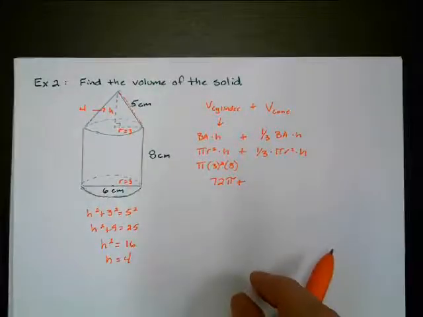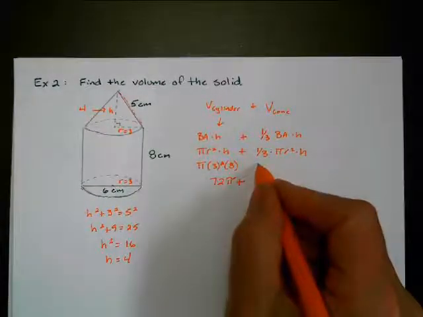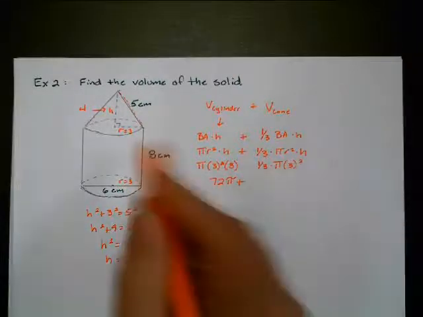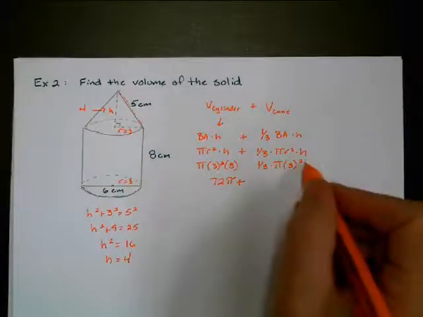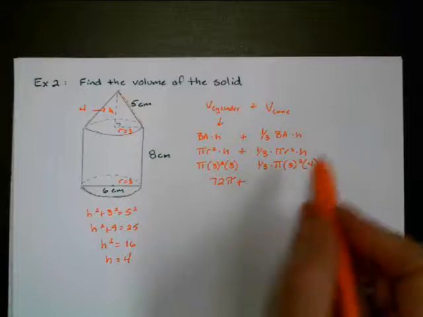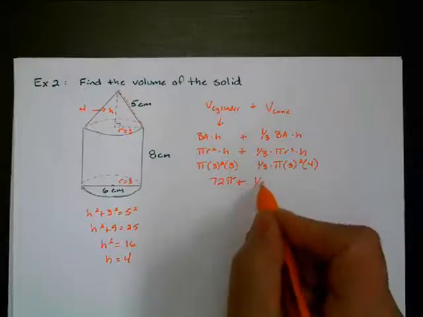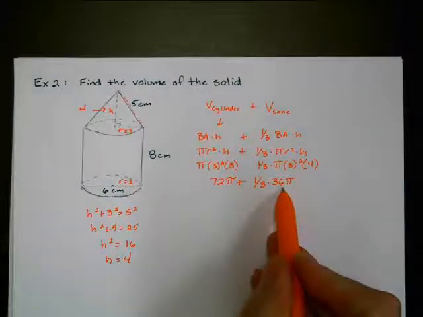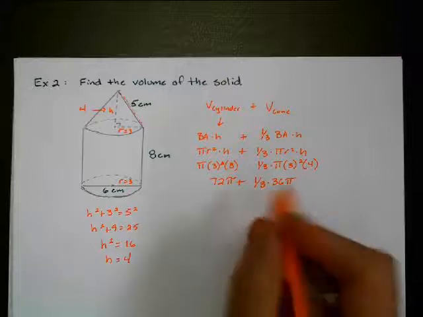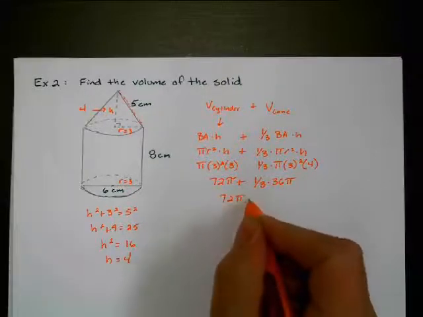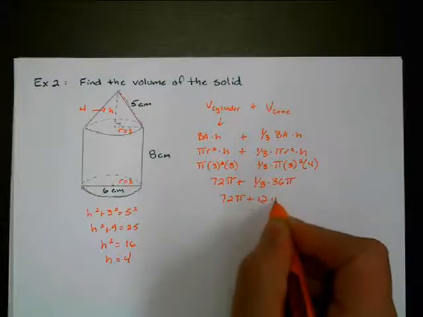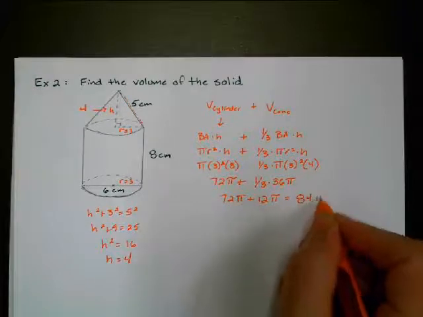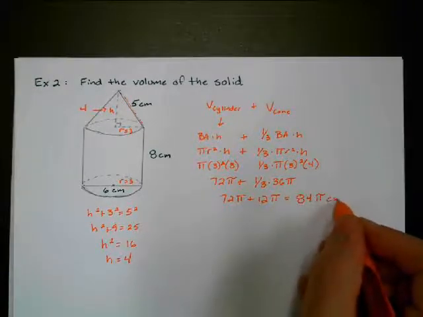So let's go ahead and finish this one off. We got 1/3 pi, r is 3, and the height we found in here is 4. So this is 9 times 4, which is 36. And 1/3 of 36, so 36 divided by 3, that's going to be 12 pi. So I've got 72 pi plus 12 pi. That's a total of 84 pi's. And this would be in centimeters cubed. So this is the answer in terms of pi.